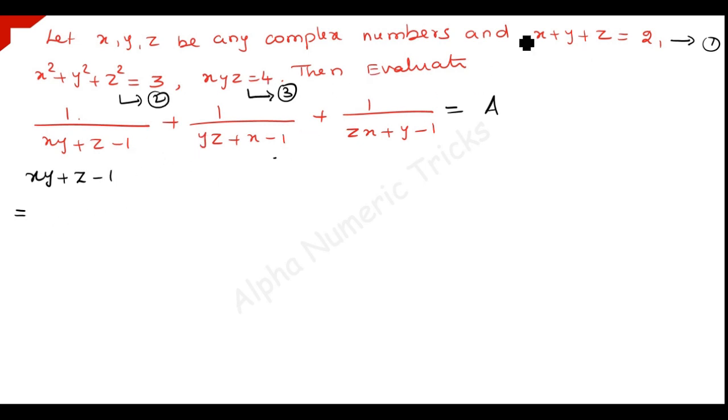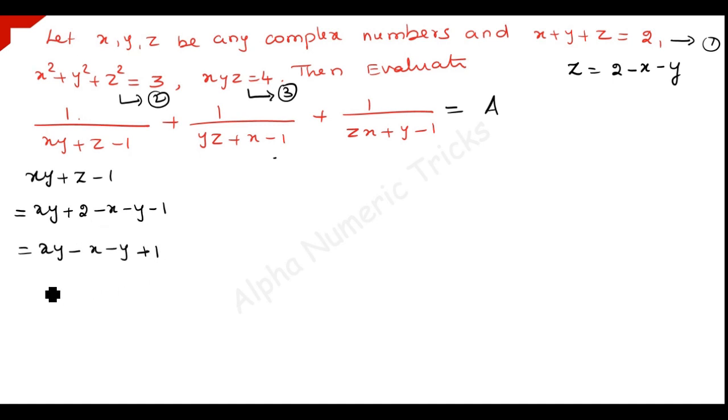Okay. So here from equation 1, z can be written as, you take that x plus y to the other side. So plus, when you take it to the other side, it becomes minus. z is equal to 2 minus x minus y. So we have to substitute the value here, xy plus z is 2 minus x minus y minus 1, which is equal to xy minus x minus y, and 2 minus 1 is plus 1.